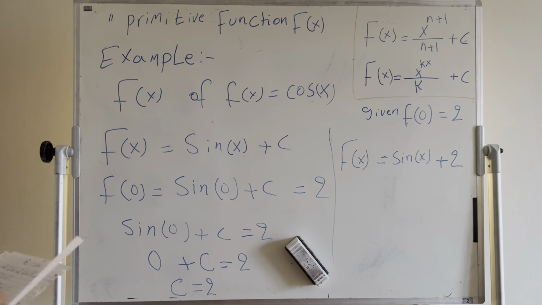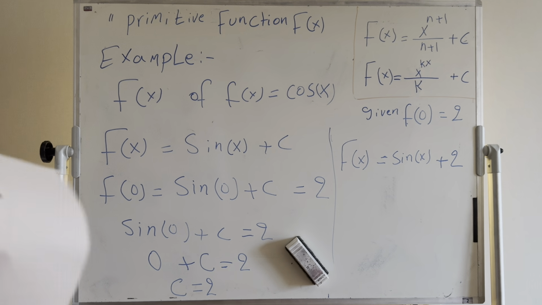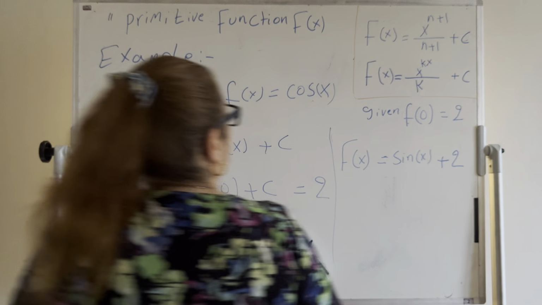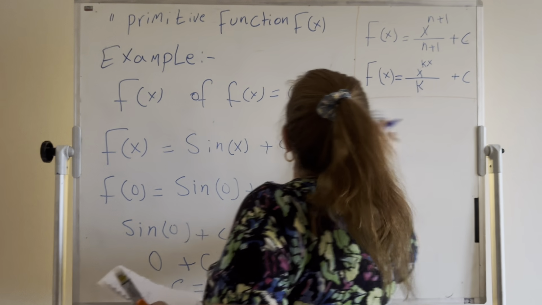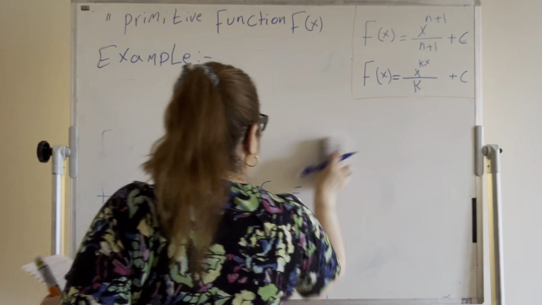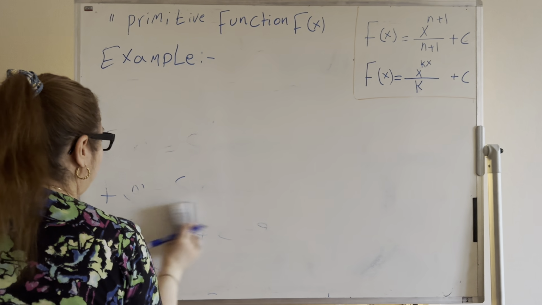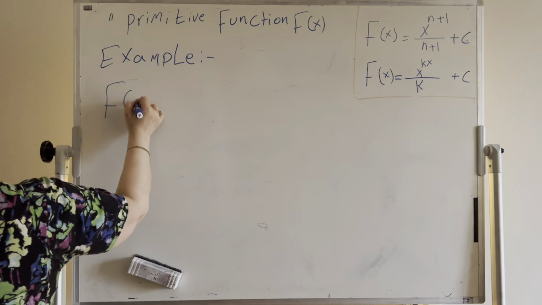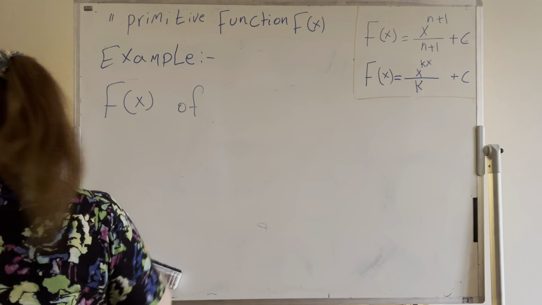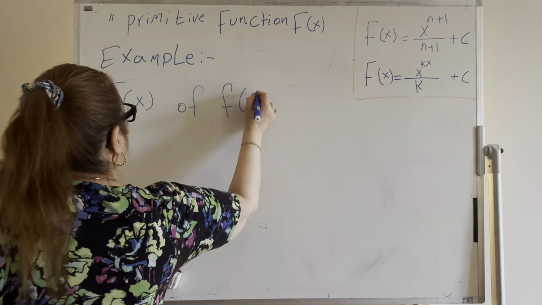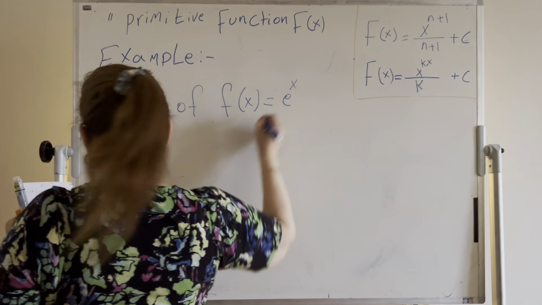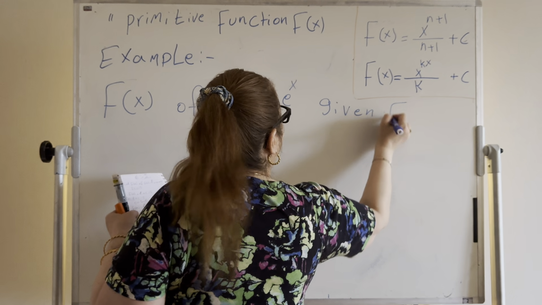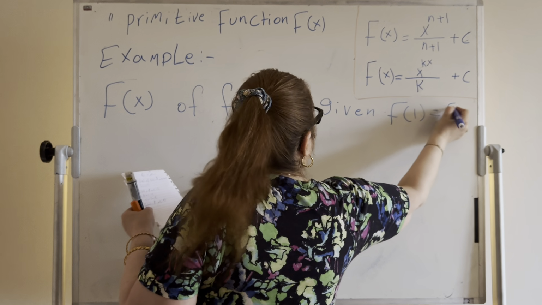The last example, the fourth and the last. Find the primitive function of the function e power x, given the condition when x equals 1, y equals 5.